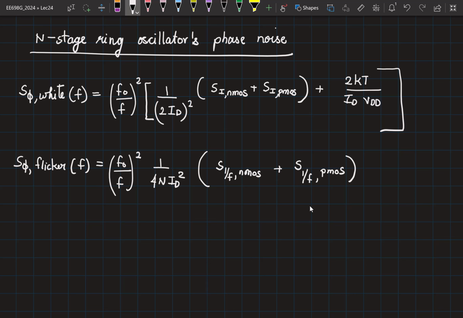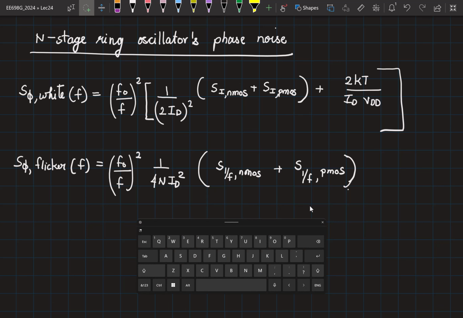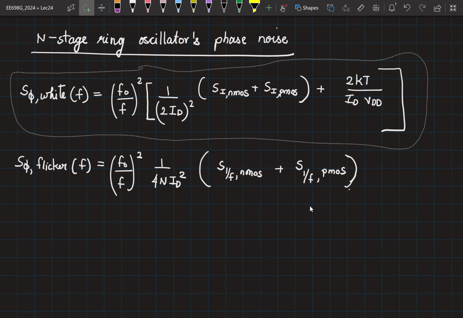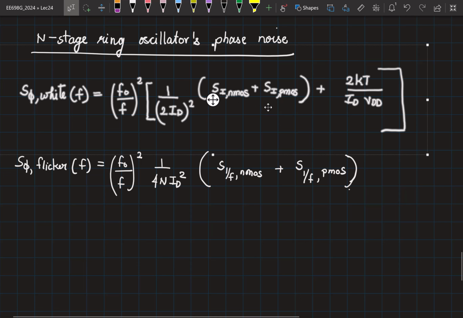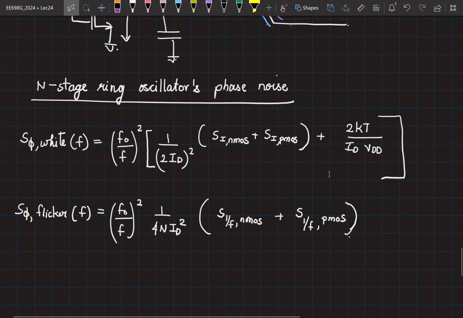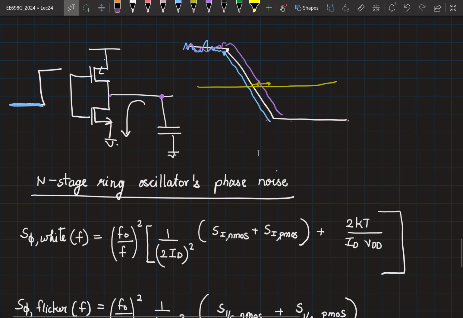Okay, so these are the two expressions. Let us start with the second term. What is the second term's contribution for? So this is the flicker noise. Not the above, the second term. This contribution is coming from this factor.